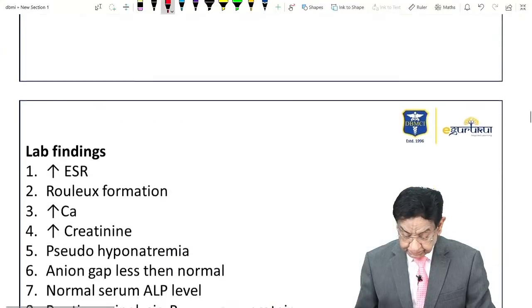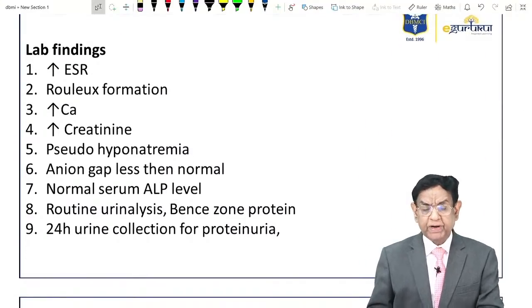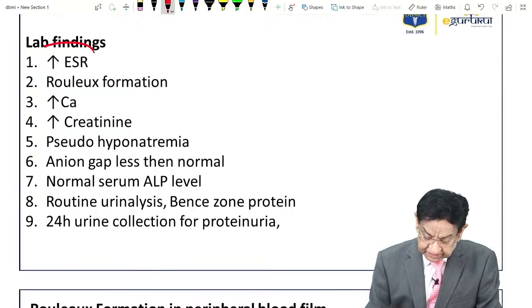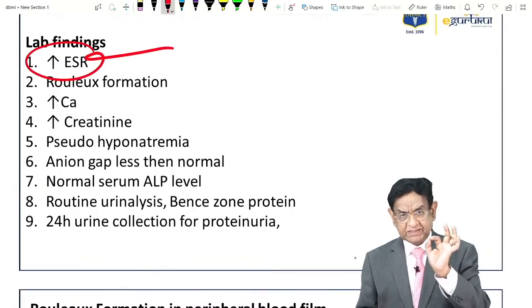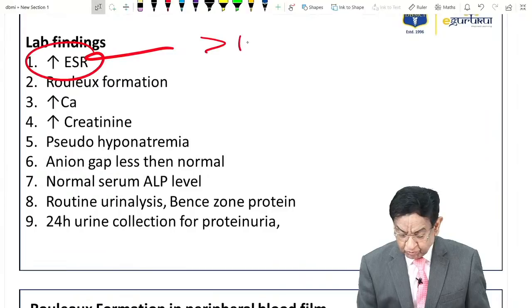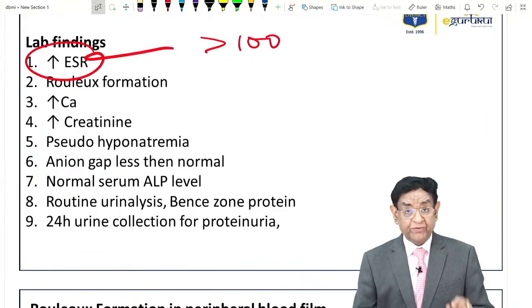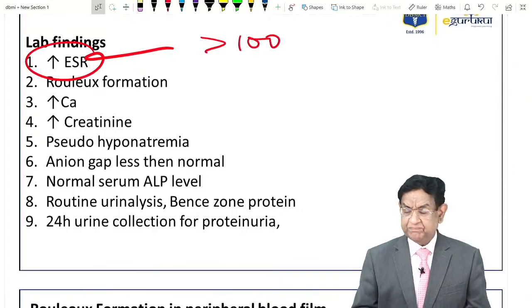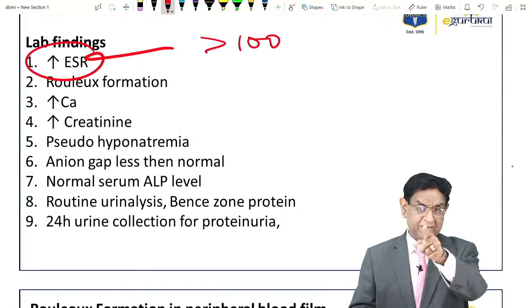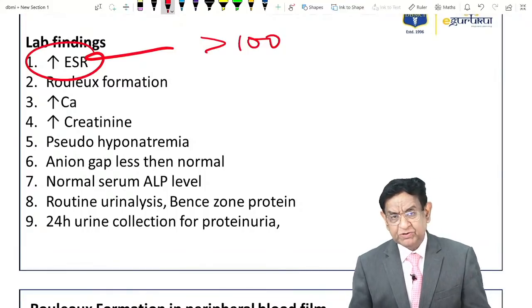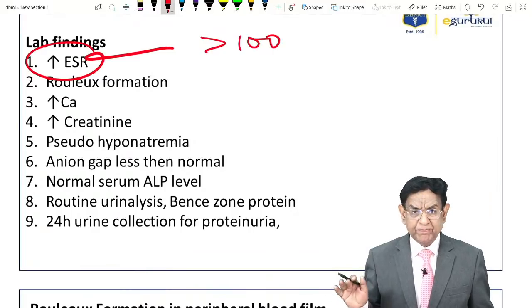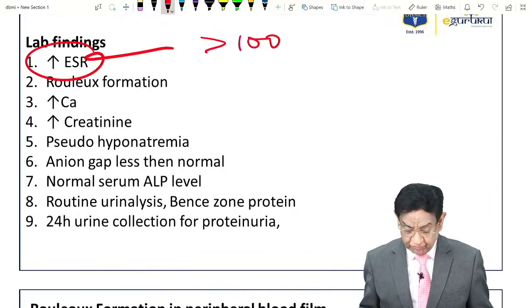Okay. Now, let me give you more information, extra knowledge about the lab findings. So let's correlate with the pathology also. Increased ESR is one of the classical features. ESR may be even more than 100. Very, very important point: if ESR is not raised, then perhaps it's not a case of multiple myeloma. This line is also written in some of the literature. So now you can see how important the raised ESR is to look for.